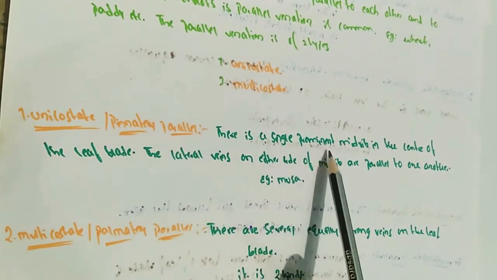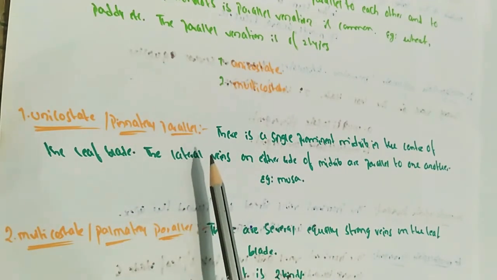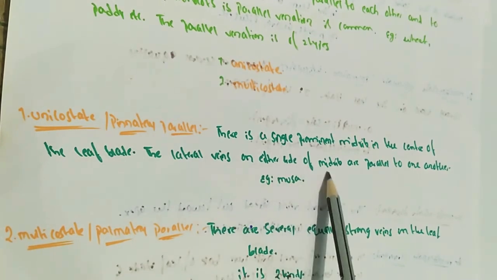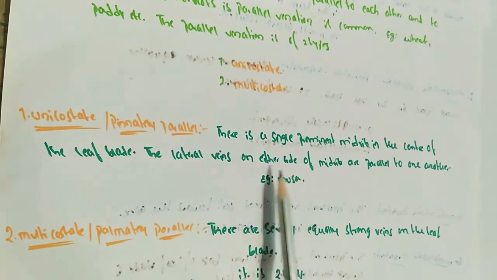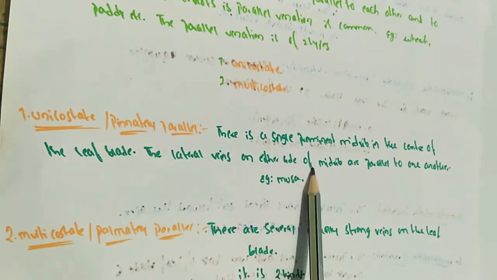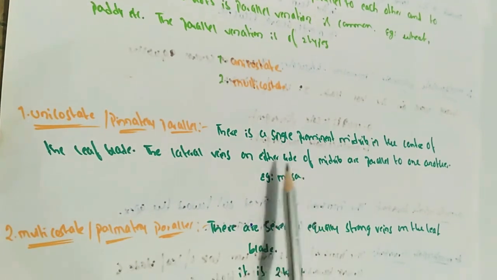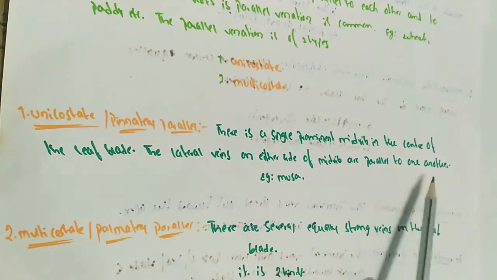There is a single prominent midrib in the center of the leaf blade. The lateral veins on either side of the midrib are parallel to one another. Here the veins are equal on both sides of the midrib and parallel to each other. Example, musa.